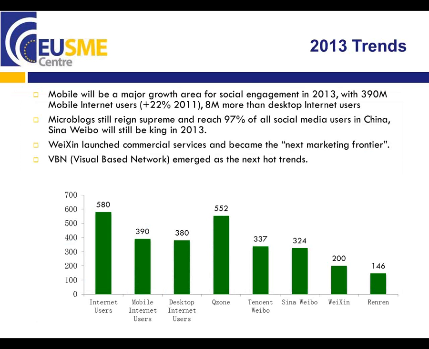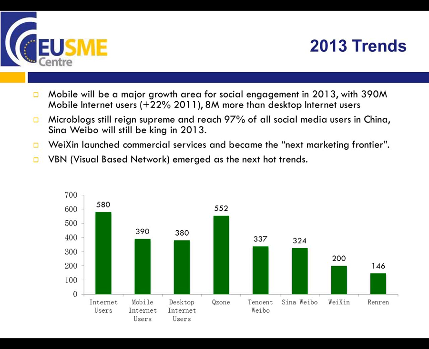What are the trends for 2013? On top of all those internet platforms that I've mentioned already, which were mainly accessible from a desktop computer, mobile is also going to be a platform which really counts, because currently we have 390 million mobile internet users. That means people accessing the internet only from their mobile device, and that's already 8 million more than people accessing from desktop computers.